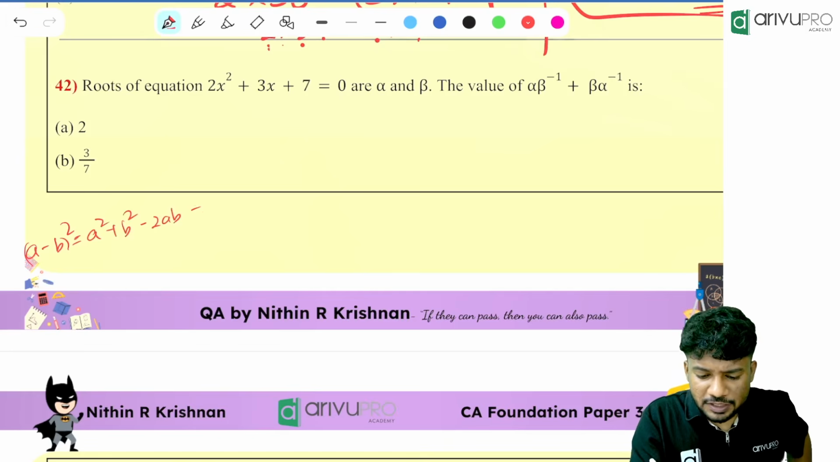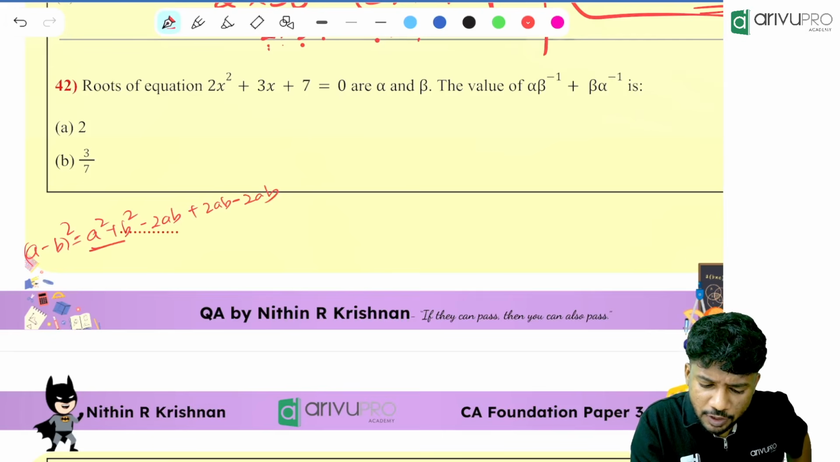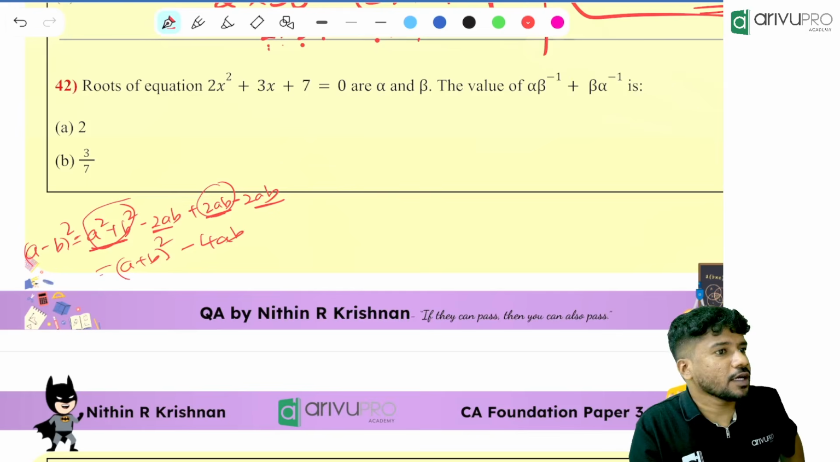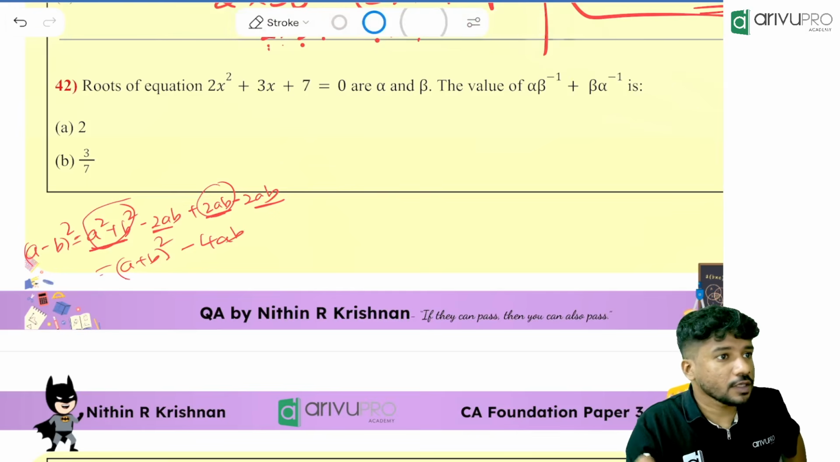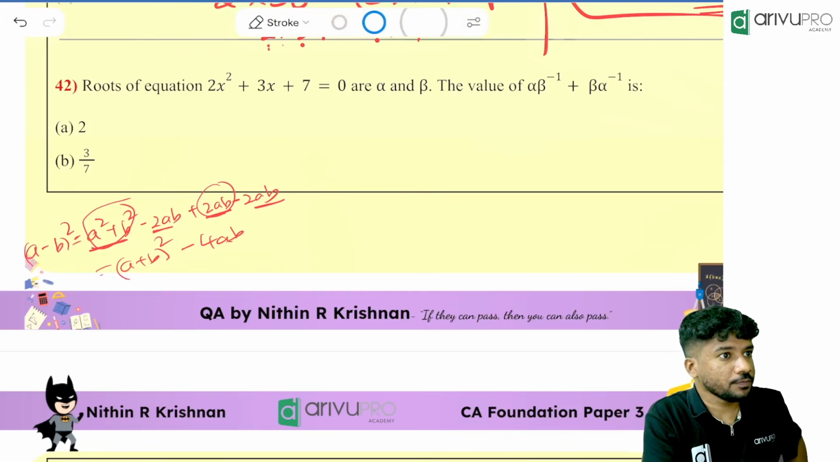Then plus 0 is also there, I told you. So instead of the 0, I wrote what? Plus 2ab minus 2ab. So here a square plus b square plus 2ab, this entire thing became what? (a plus b) the whole square. Then minus 2ab became minus 4ab. Understood, Akshay? That's how it became.